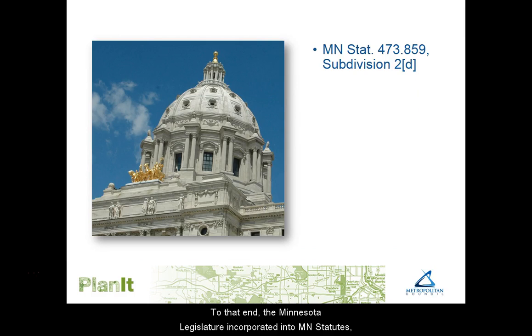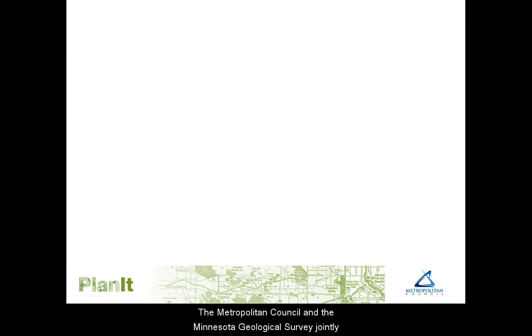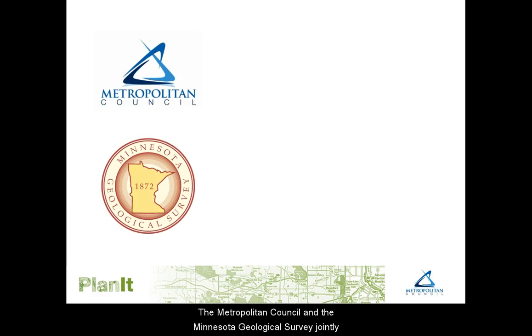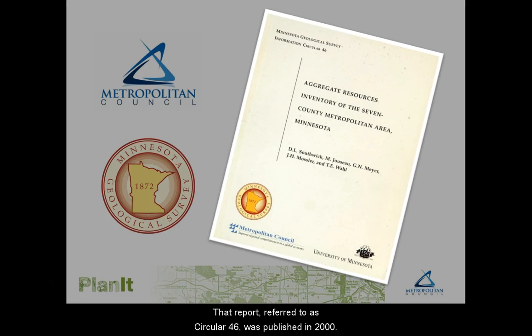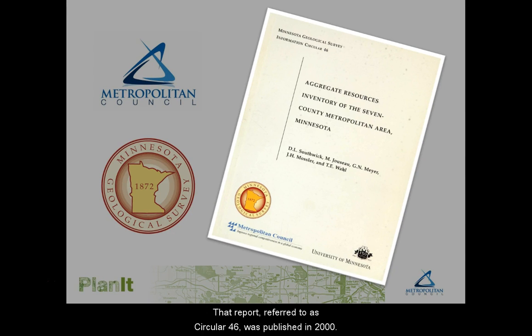To that end, the Minnesota legislature incorporated into Minnesota statutes guidance for local governments with aggregate resources to include information in their comprehensive plan to encourage recovery of these resources prior to urbanization. The Metropolitan Council and the Minnesota Geological Survey jointly prepared a report utilizing 1997 geologic data to map the precise locations of remaining viable aggregate resources within the metropolitan area. That report, referred to as Circular 46, was published in 2000.